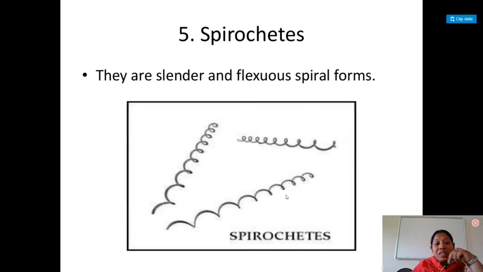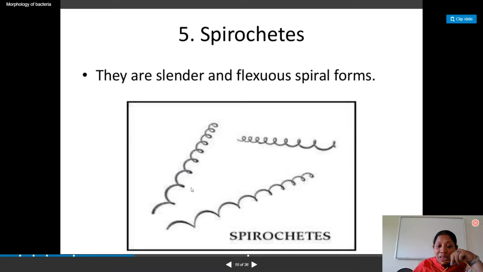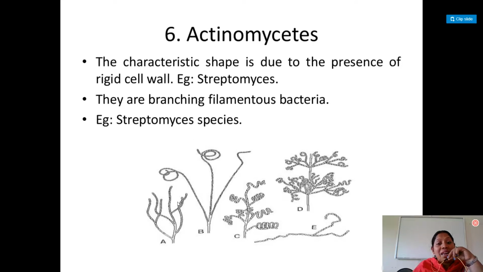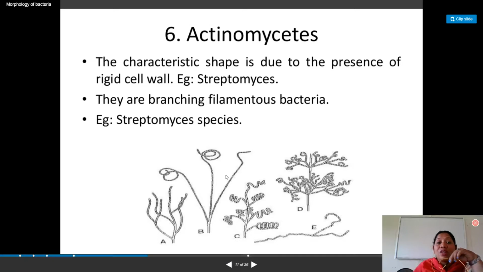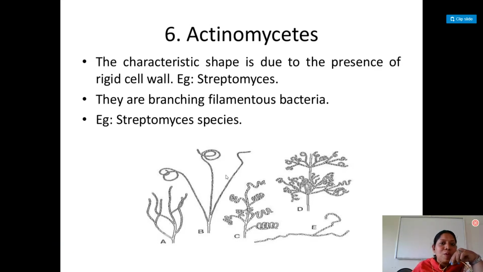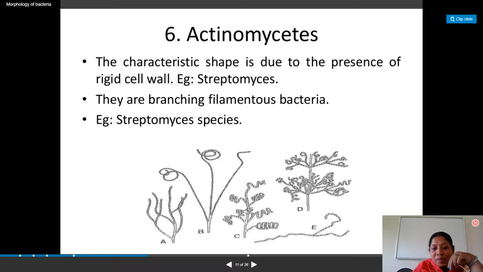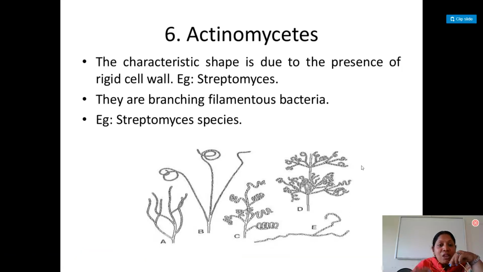Fifth one, spirochetes. They are slender and flexuous spiral forms, just like a spring in appearance. Actinomycete. Now actinomycete is called true filamentous bacteria. Why? The characteristic shape is due to the presence of a rigid cell wall. They are called branching filamentous bacteria. You can see they are just growing like a tree. Example, Streptomyces species. When you observe these actinomycetes under the microscope, you will see a beautiful sun appearance or a beautiful flower appearance. Exactly similar look they will show.